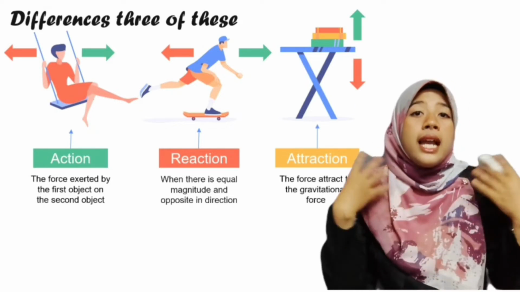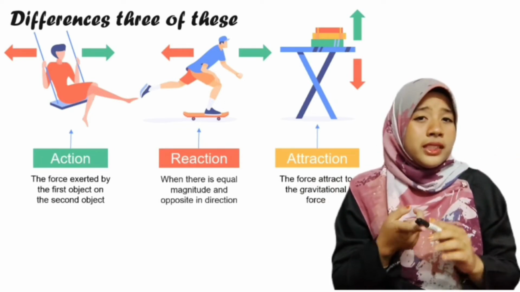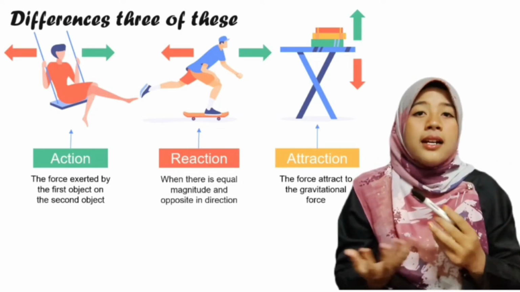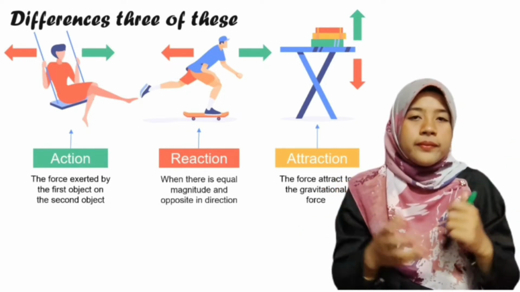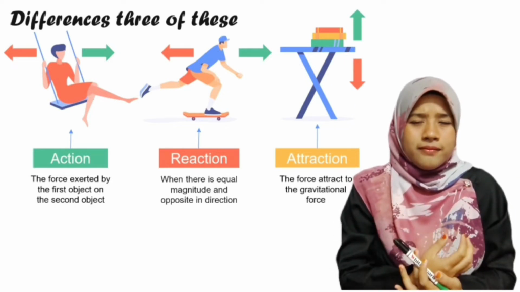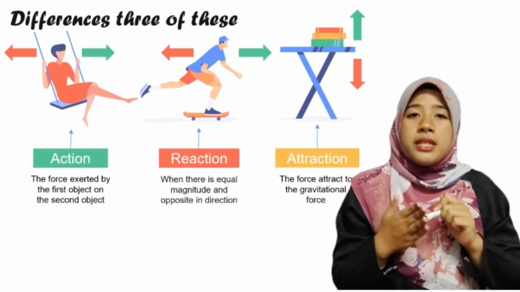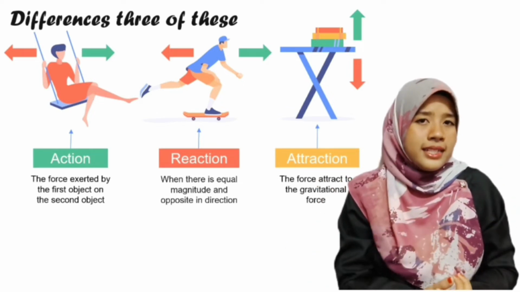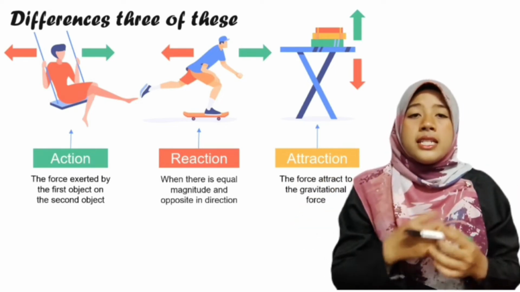Alright, first, the action. What do you know about action? First and foremost, in this Newton's law, what we need is two objects, and the action means a force exerted by the first object on the second object. Now we move to the reaction. When we call it reaction, you must think that this is the reaction to the action. So it must have an equal magnitude and also the opposite direction, acting on a different object.